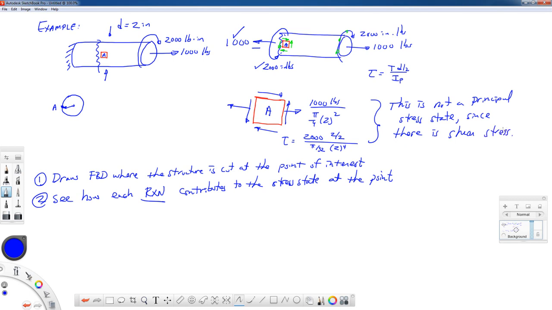Okay, so that's a real easy 5-point question on an exam. All right, let's take a look at another example.